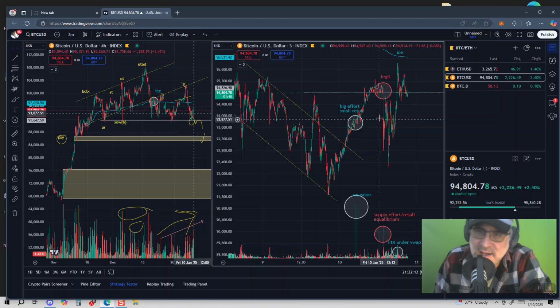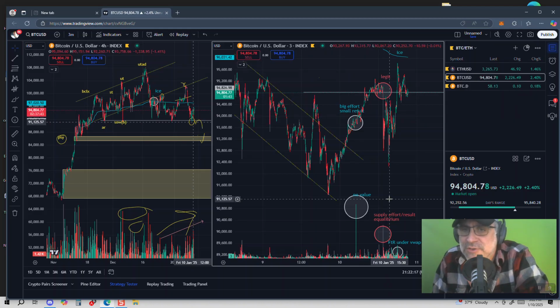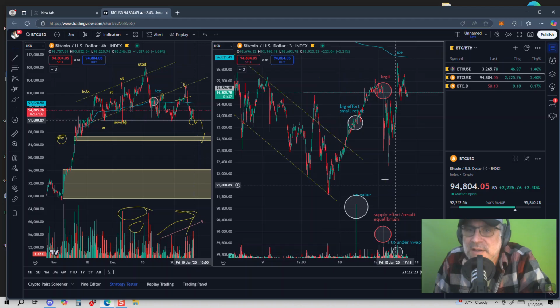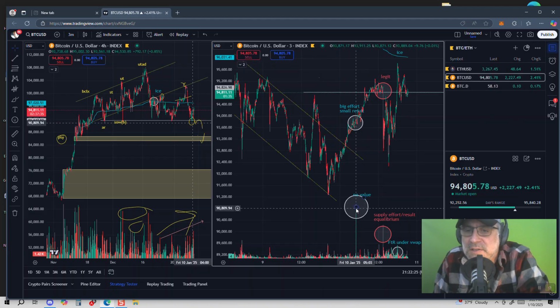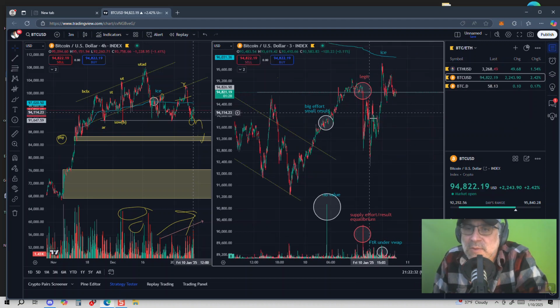So on the supply, we kind of have equilibrium in the effort versus result. So again, that's another plus for the bears. It shows that the bears are healthier than the bulls in this area, because the bulls had their turn, but they couldn't drive the price up. We had a failure to rally. And then here, again, we came back up.